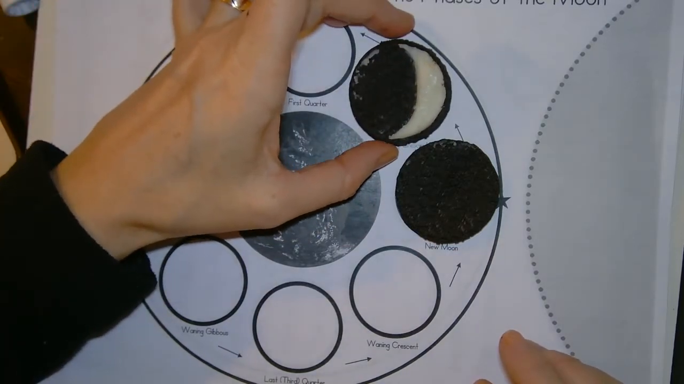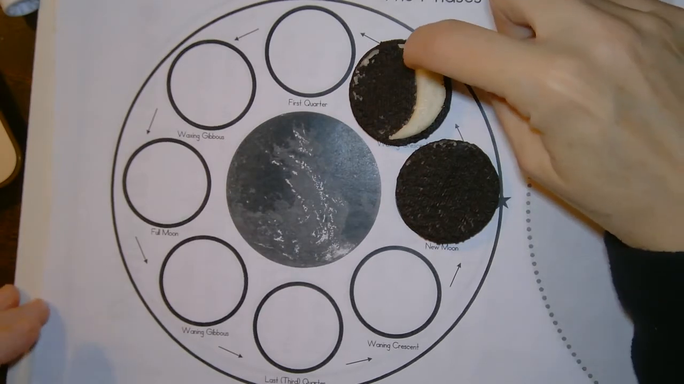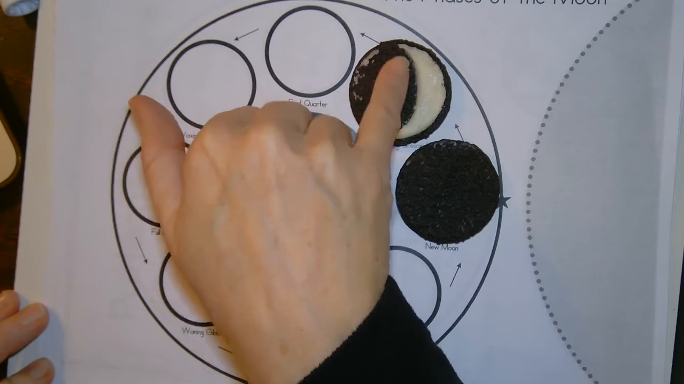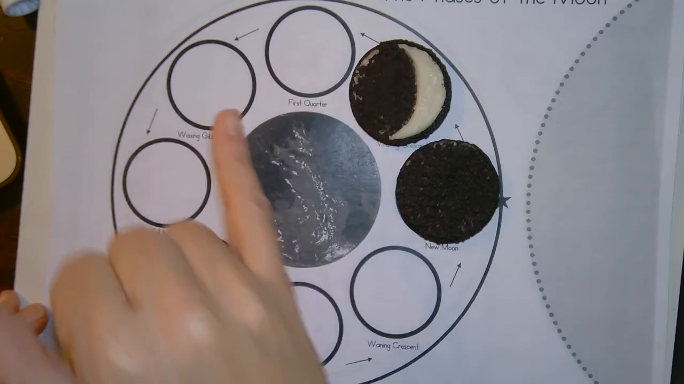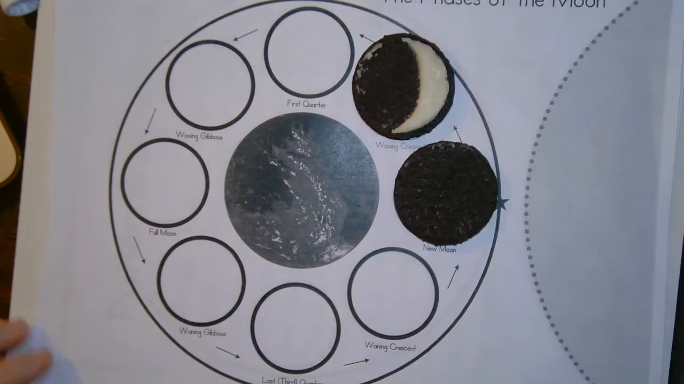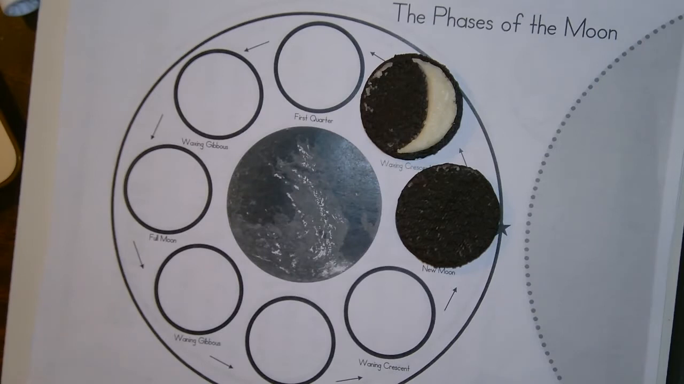If you can pause this now, and you can take an Oreo and break it apart, and if you can, just get a little butter knife, not a sharp knife, and you can scrape that off. If your mom or dad says it's okay, you can eat it, but don't have more than one or two. It'll give you a tummy ache.